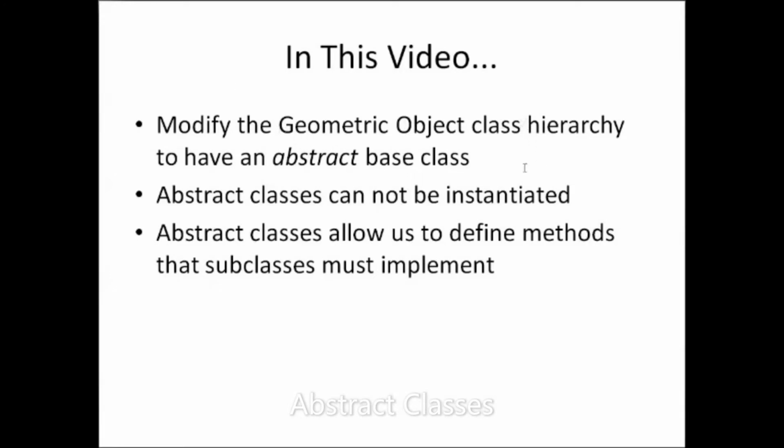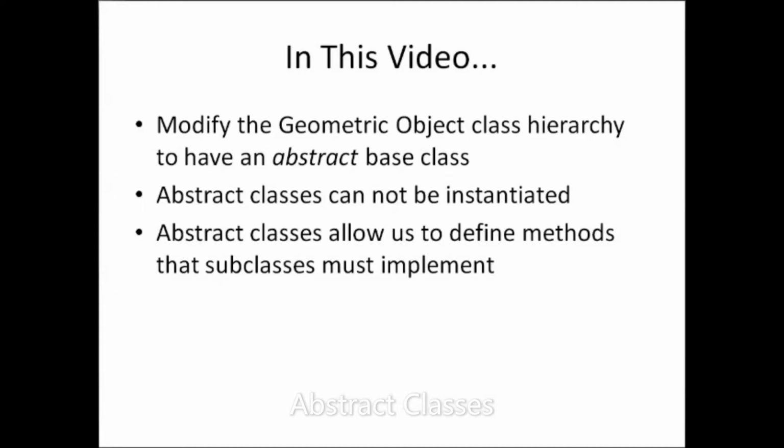Now what this means is we can't instantiate abstract classes. So we'll never have an object of type geometric object. We might have one of the subclasses, but not actually the superclass. Now, the reason we do this is because abstract classes allow us to define methods that subclasses have to implement. So if we have some common code inside geometric object, that's fine, but it means we need to have one of the subclasses that are implementing the missing methods.